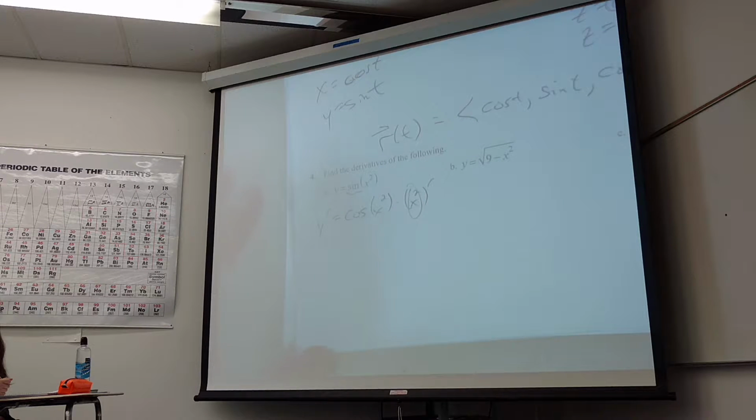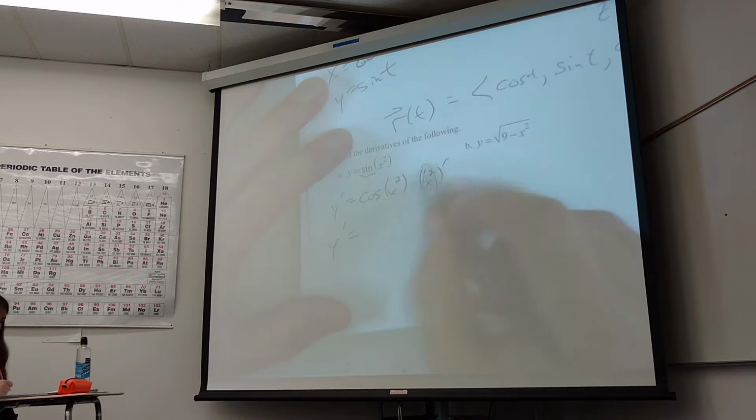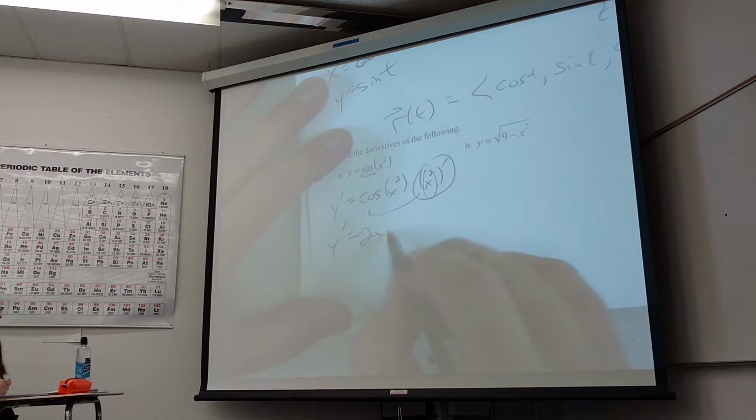So the question about when do I stop, Mr. Waller, tells me they don't understand the concept of it. You're just trying to memorize some kind of a process. So y prime equals 2x cosine x squared.